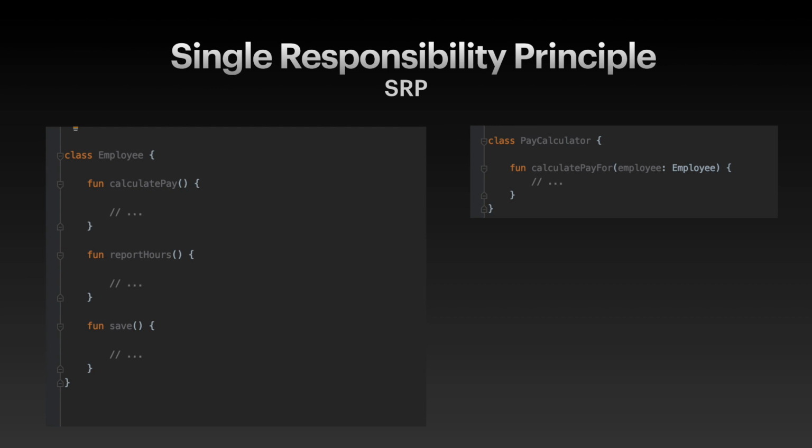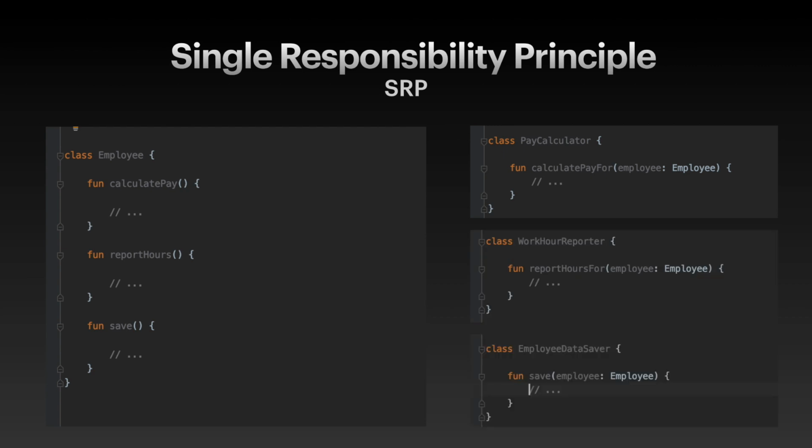and it would take the employee as an argument. So now you inject the employee into a separate class, so whenever a change for the payment comes, this would only affect the pay calculator class, not the others. The same way, we're going to create the work hour reporter that contains the report hours for method, and finally the employee data saver. That's a terrible name now that I see it in the slides, but whatever, let's just go with it. And it contains the save method that also gets an employee injected.